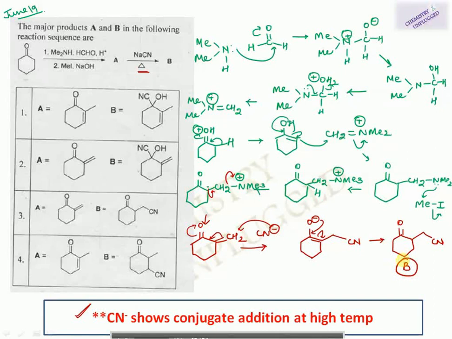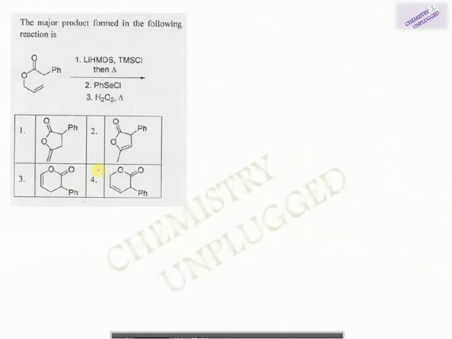So it is B and this one is A. So it is option 3. This is the right option. Then we will move on to the next question. It is again from June 19. Most of the questions in this video are from June 19, but some questions based on rhodium acetate, which we will take in the last section of the video, are from different years.